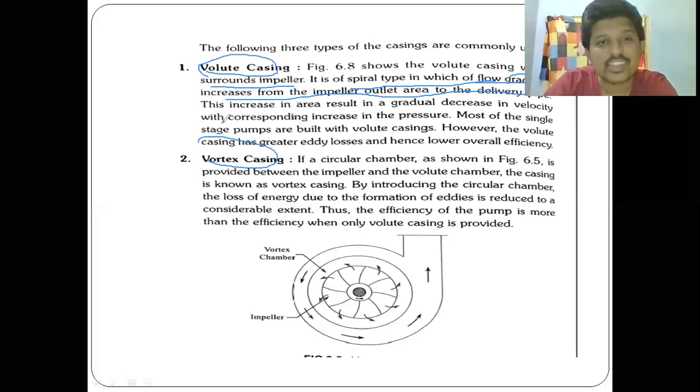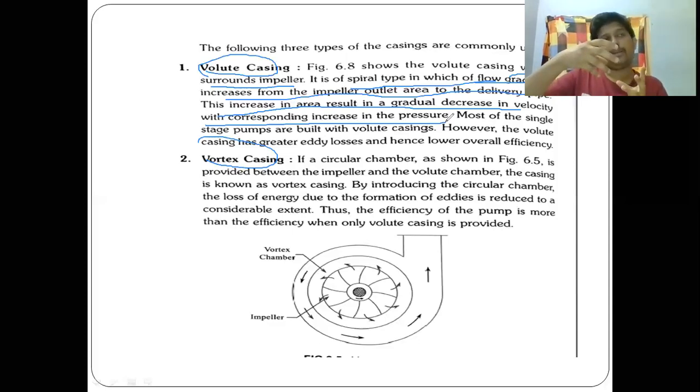How this happens is the area is gradually increased, which decreases the velocity. By increasing the area, the velocity decreases. Then the pressure increases, because as I said, the main task of the casing is to partially convert kinetic energy to pressure energy. Kinetic energy means some velocity, right? Now we should decrease the velocity. How we decrease it is by having a spiral nature in which the area increases from the impeller to the delivery pipe. So by increasing the area, the velocity is decreased and the pressure is increased. This is exactly what the volute casing is.